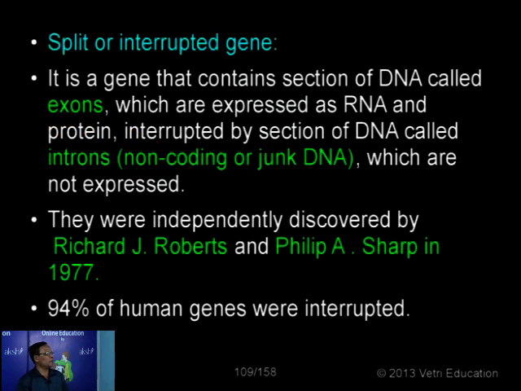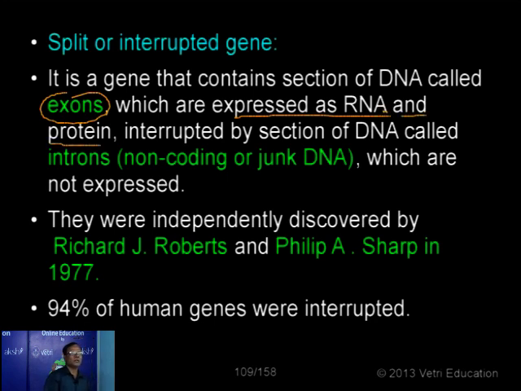Now, once again I want to go back to the split or interrupted gene. The split genes are also called interrupted genes. They are found only in eukaryotes, and no such split condition is seen in prokaryotes. A split gene is the one having both introns and exons, coding sequences and non-coding sequences. So what is a split or interrupted gene? As the coding sequence is interrupted by the non-coding sequences, the gene is called an interrupted gene. So a gene normally contains sections of DNA called exons, which are expressed as RNA and later as protein.